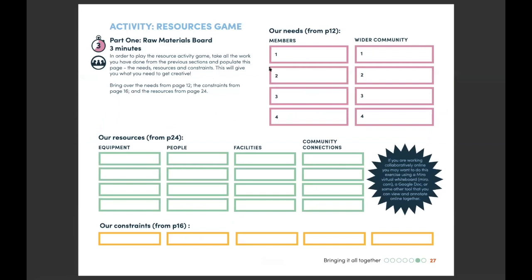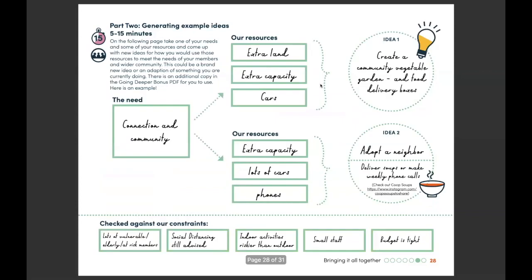Here's the resources game board. From the end of each section, you've identified the top 4 needs for your members, the top 4 needs for your wider community, your resources, and your constraints. And so that's what you've got to work with as we give you a little game to play, where you take one of the needs with some of the resources and come up with an idea.